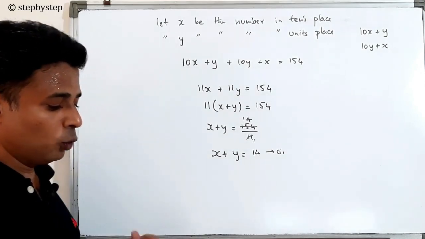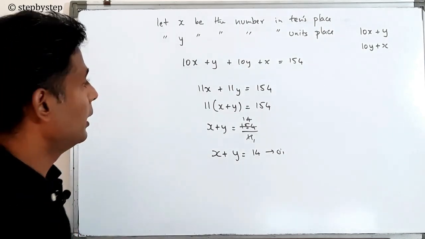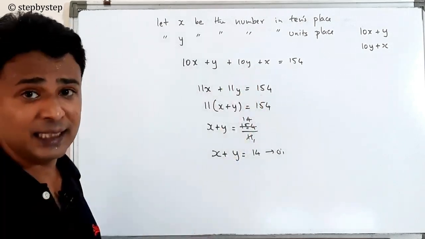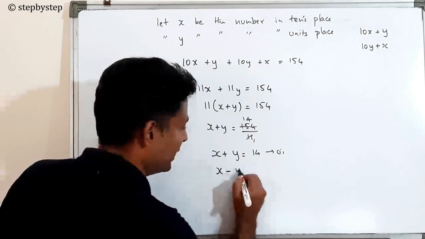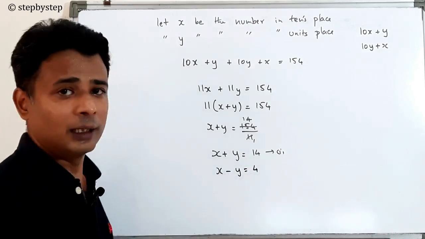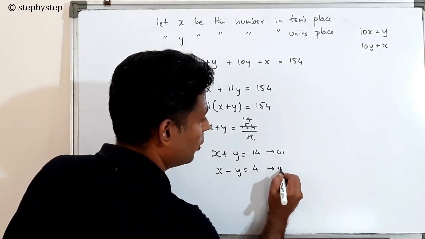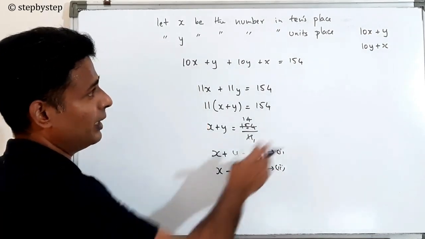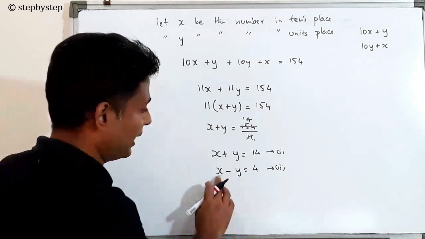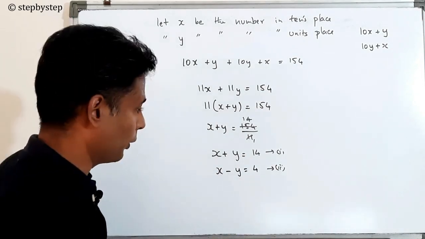Then they say the two digits differ by 4. What are the two digits? X and y, right? So they differ by 4, so we can write x minus y equal to 4. Now one thing you need to remember is we do not know which is the bigger number. Is it x or y? So first let us assume that x is the bigger number, so we are writing x minus y is 4.